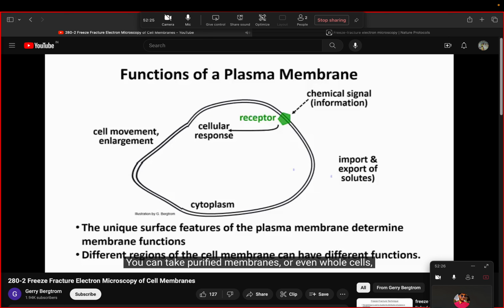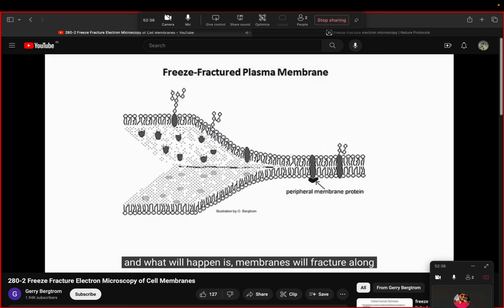You can take purified membranes or even whole cells, freeze them in ice, go get a hammer and chisel and tap at the frozen ice block containing the membranes, and what will happen is the membranes will fracture along the line of least resistance, the interaction of the hydrophobic fatty acid tails of the phospholipids. So you will split the phospholipid bilayer into two halves. And there's a cartoon that I drew for you. The idea is that if you split the membrane in half, some of the proteins will travel or stick with one half of the phospholipid bilayer, some with the other.